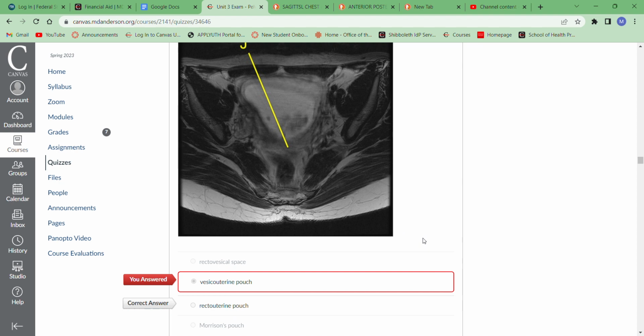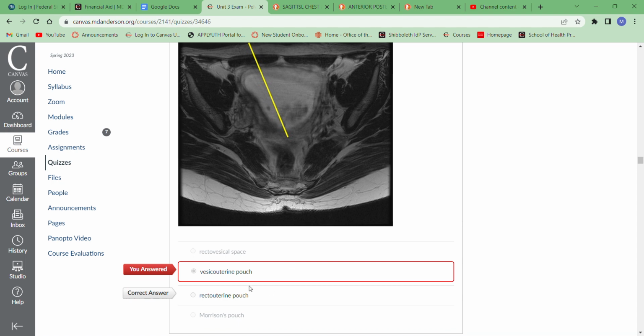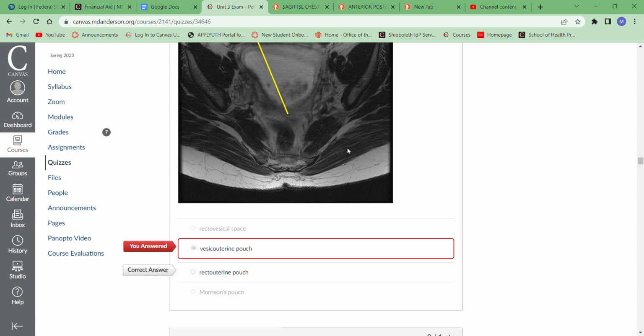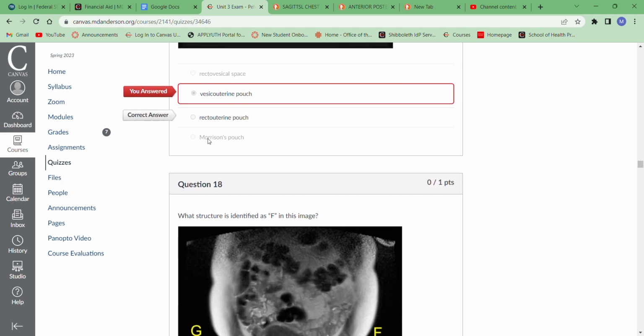I guess I don't know. I don't know from this angle because there's also the vesicouterine pouch. I think I could get it right on a sagittal image, but I'm just going to have to memorize this because honestly, I don't know what I'm looking at here. So I just have to go back and look at those from different angles and memorize them.